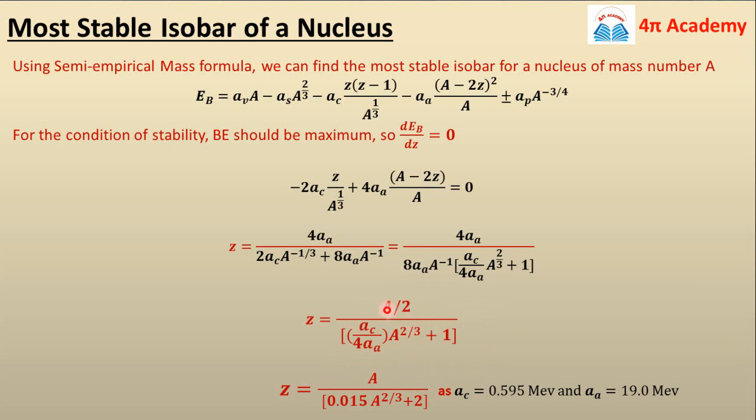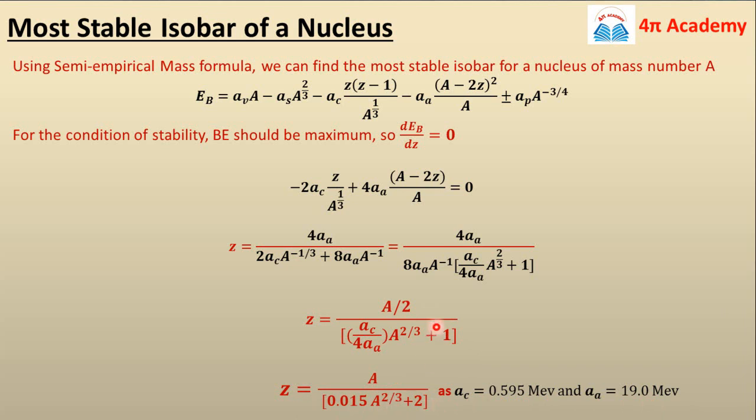If you know the value of A, obviously AC and AA, just put these values here and you can calculate the answer. Also, as we have described earlier, your AC is 0.595 million electron volt and your AA is 19.0 million electron volt. By putting these constants, you can use this formula also: your Z will be A upon (0.015 A^(2/3) + 2).